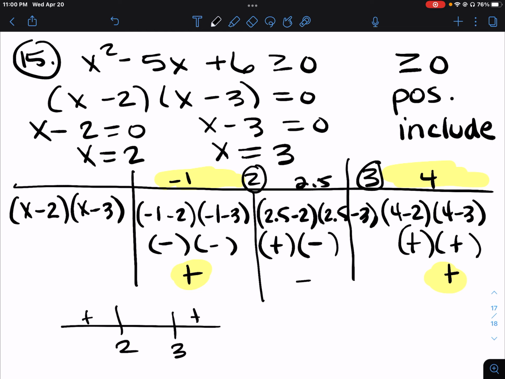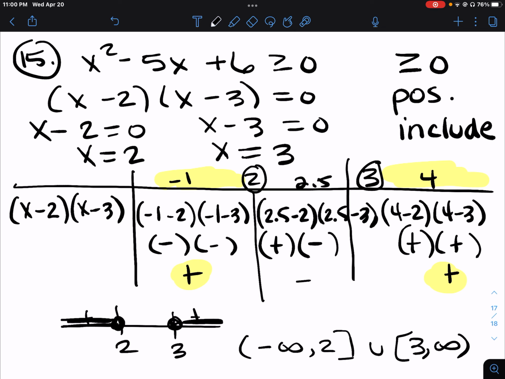The or equal to means include, on the left and on the right. So negative infinity to 2 bracket, 3 to infinity. The bracket is because of the or equal to.